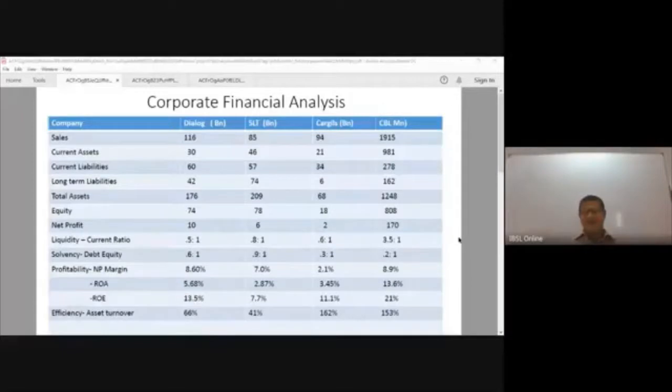Compared to that, we move on to Cargill's, which is in trading. This trading company has done sales of 94 billion. Their current assets are also very low. You must be wondering, a trading company needs to carry large stocks. However, their debtors are minimum. Cargill's will sell either for cash or for cards, against credit card.